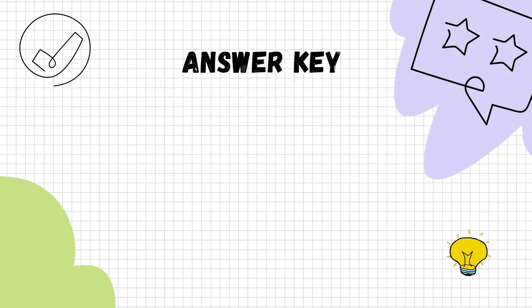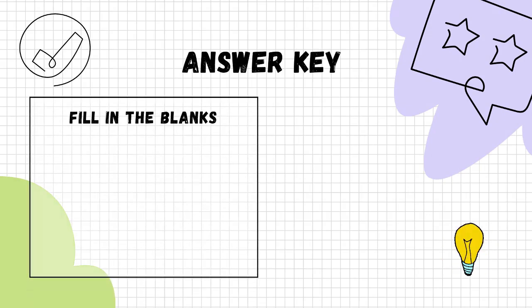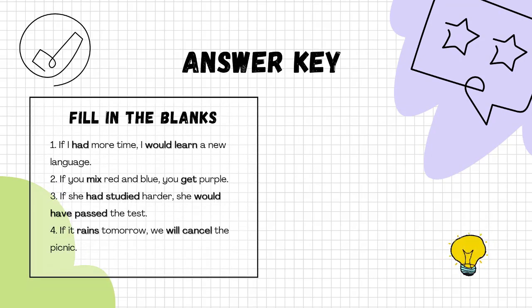Here's the answer key for both sets of exercises. For the fill in the blanks: 1. If I had more time, I would learn a new language. 2. If you mix red and blue, you get purple. 3. If she had studied harder, she would have passed the test. 4. If it rains tomorrow, we will cancel the picnic.